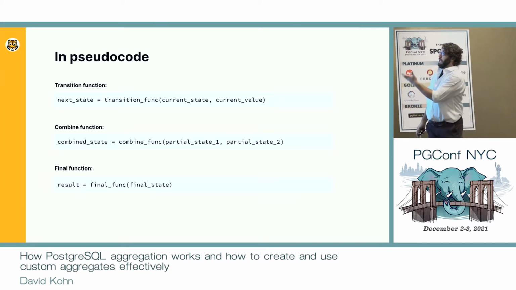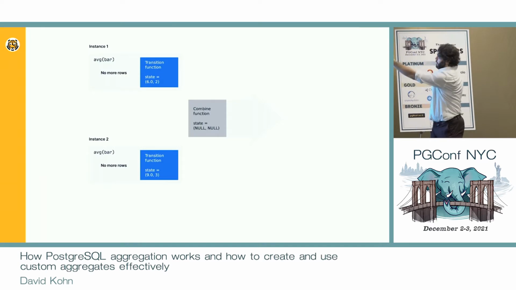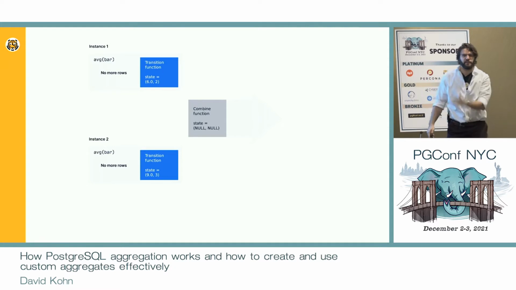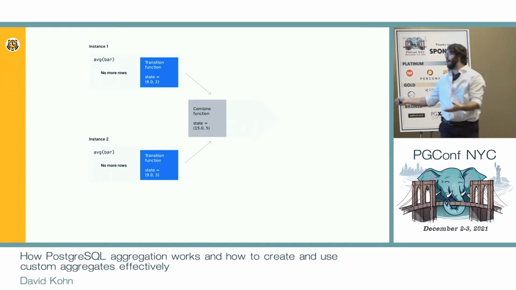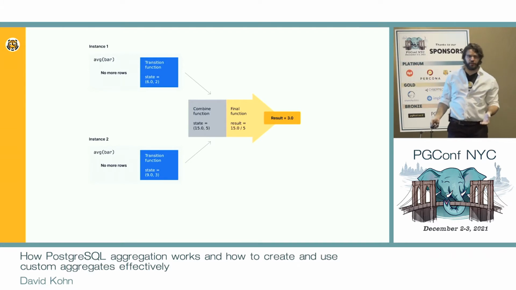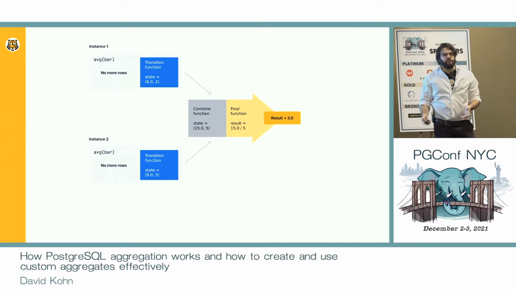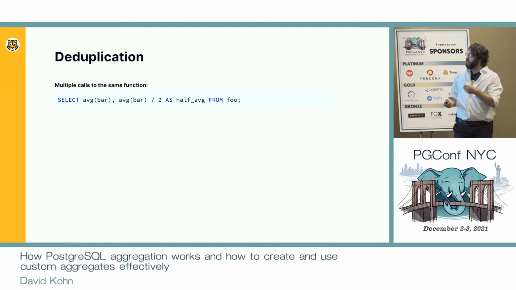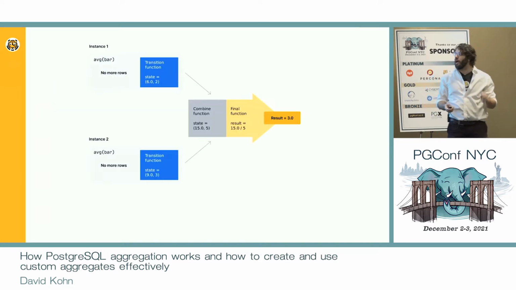And so that's what we're going to do here. We can see that then our combine function gets to work. So once we have processed all of our rows in each of our instances in parallel, then we apply our combine function, and then we can apply the final function and get our result. So those are the basic sort of 3 steps of aggregation.